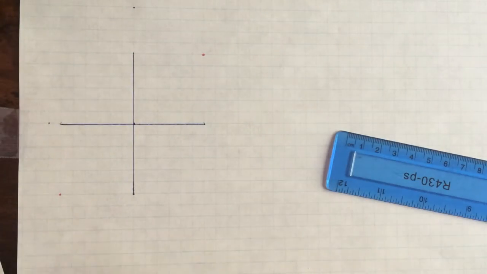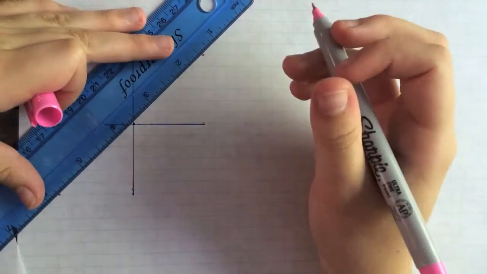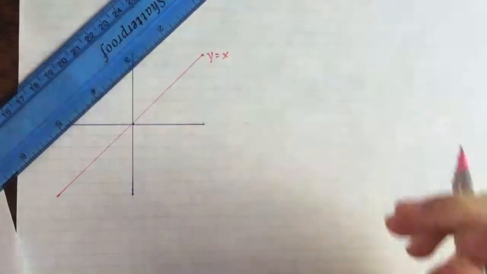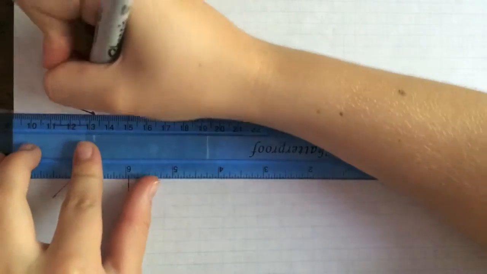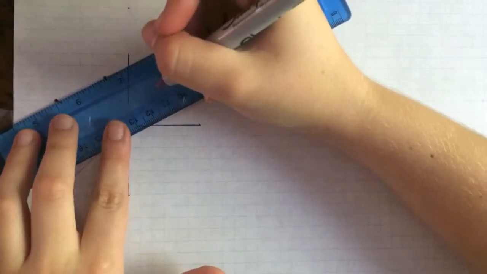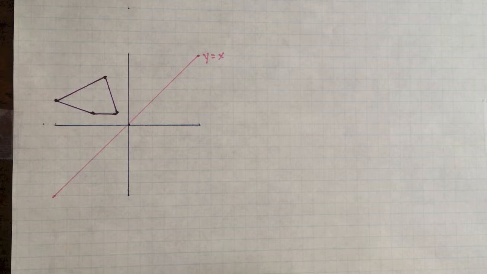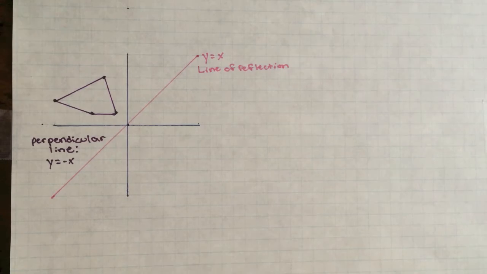For this first example of reflections, we'll be reflecting a figure over the line of reflection y equals x. You will then find the slope of the line perpendicular to the line of reflection and draw a line with that slope from each point on the figure to the line of reflection.